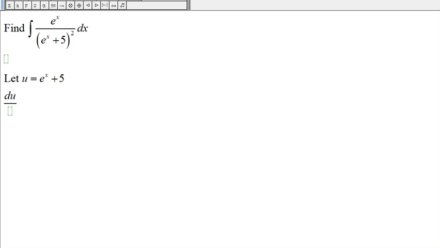So du dx will be e to the x plus 0. The derivative of e to the x is e to the x, and the derivative of 5 is 0, so we get e to the x. And so we get du is equal to e to the x times dx.